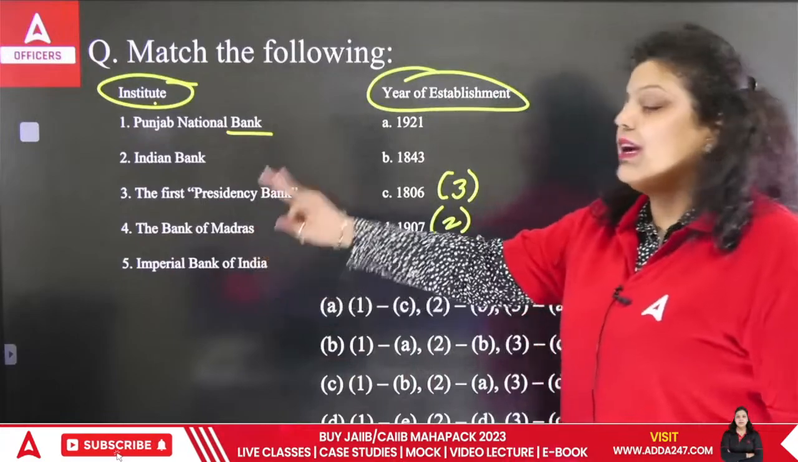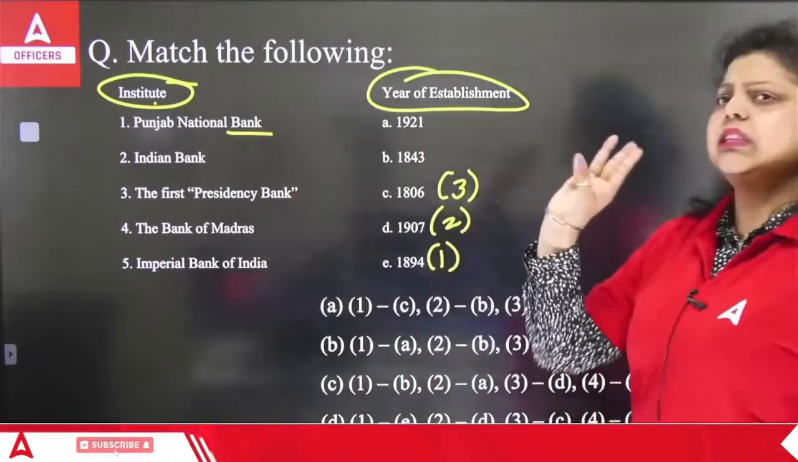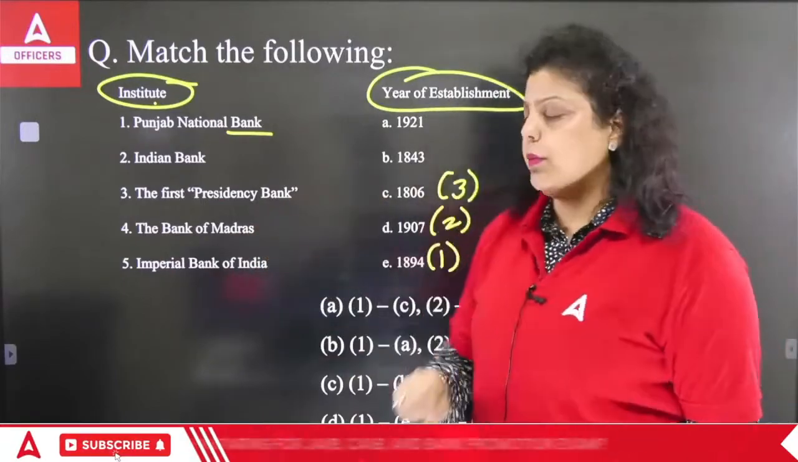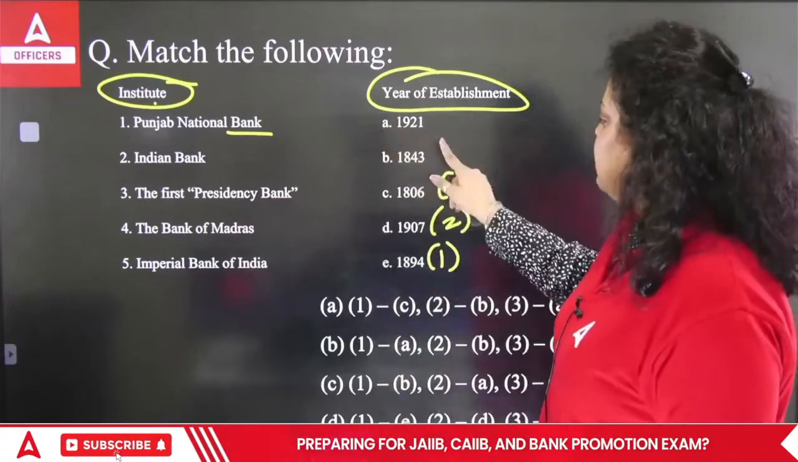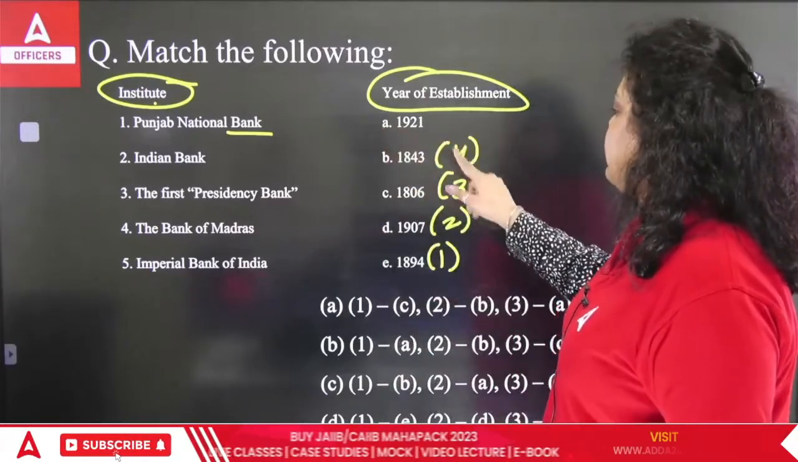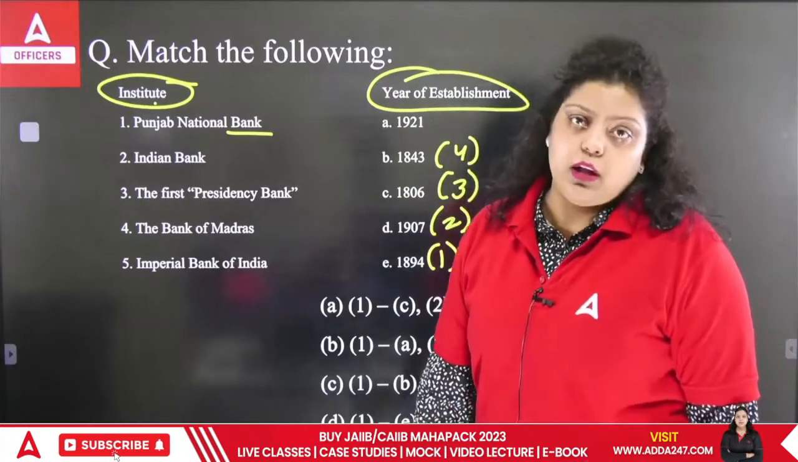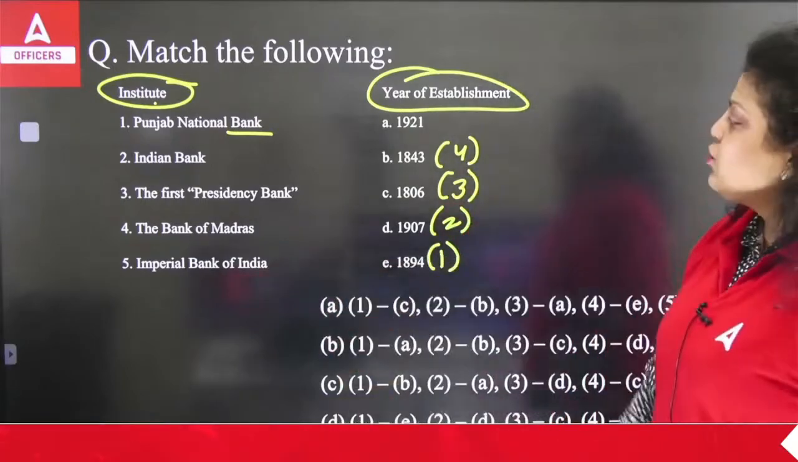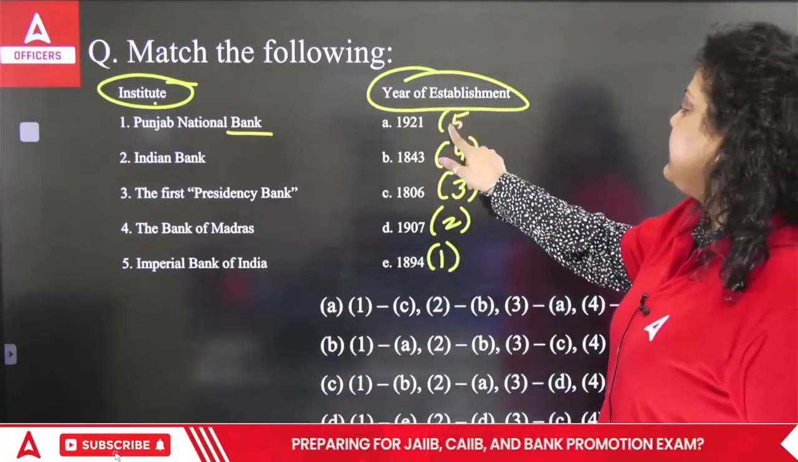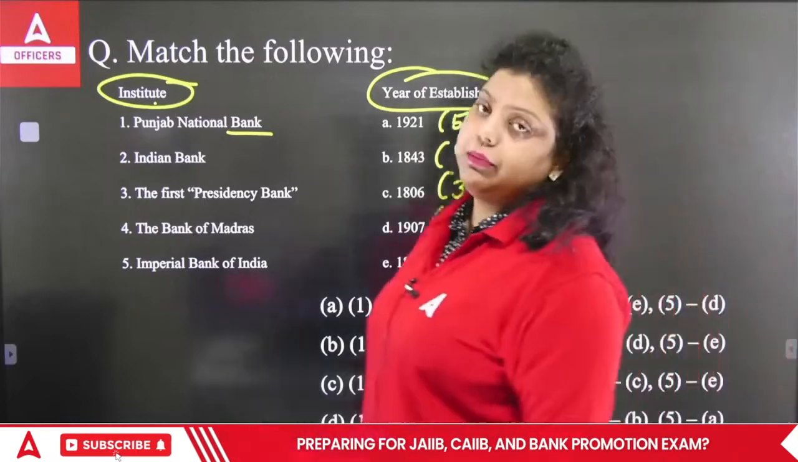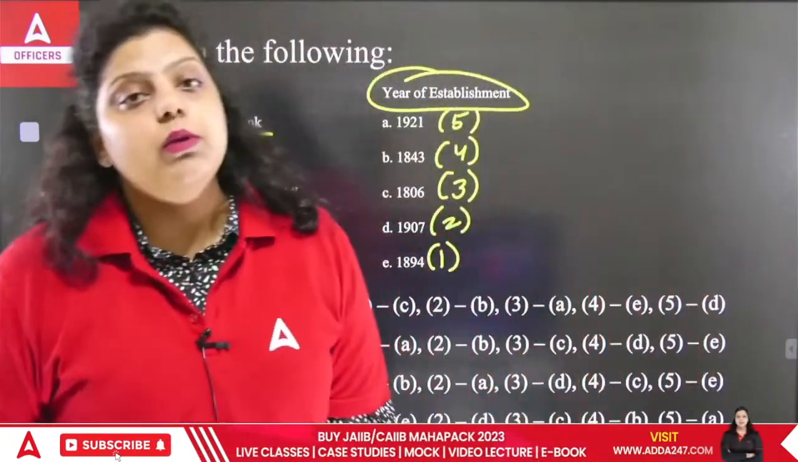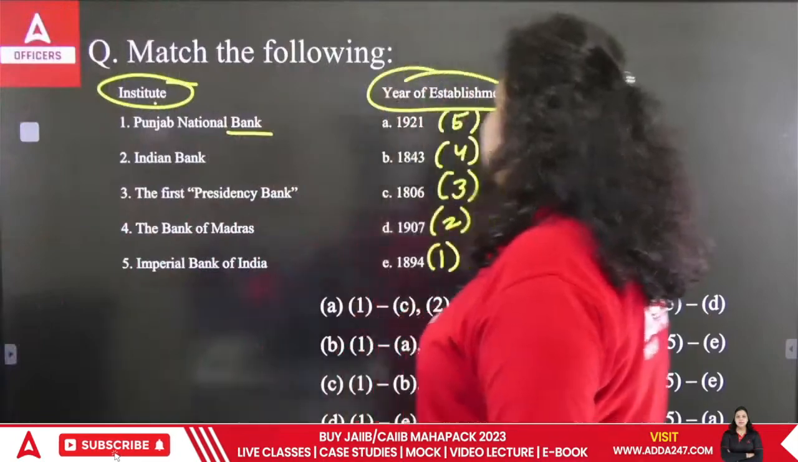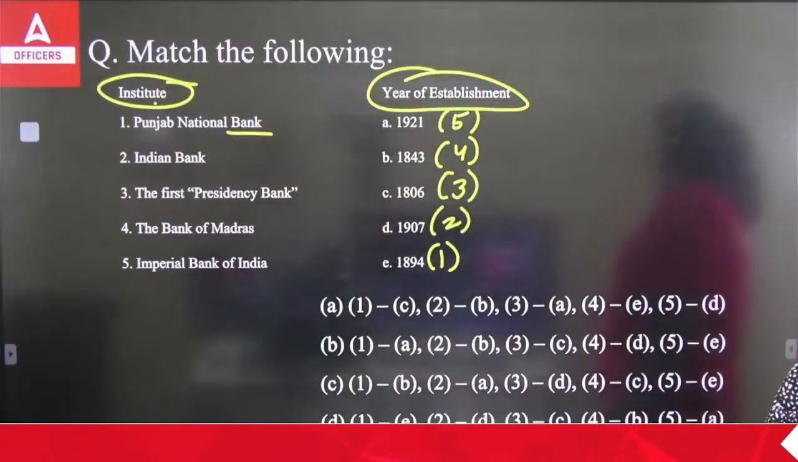Now the Bank of Madras, that's the third presidency bank, because the second was Bombay. The third presidency bank was established in the year 1843, because in 1840 Bank of Bombay was established. And the last one, Imperial Bank of India, was created after the amalgamation of all the presidency banks in 1921, right? So this is the right match for your options.